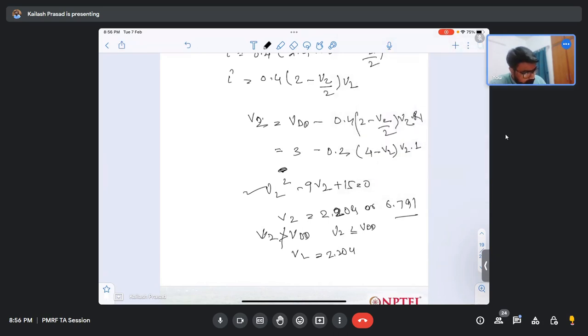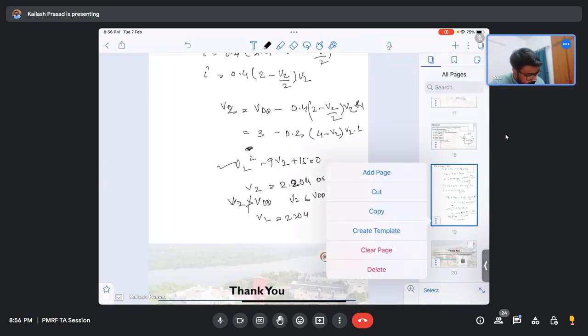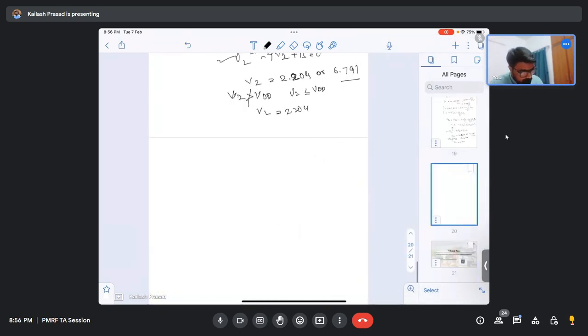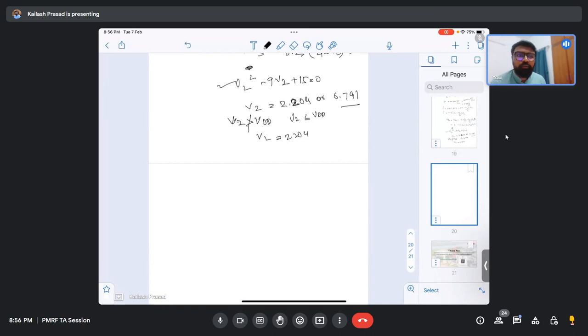Now what assumption have we taken? We have taken the assumption that N1 is in linear region, and with that assumption, V2 is coming as 2.204. Now we have to verify whether our assumption is correct or not. So how do we verify? We just check the equation.